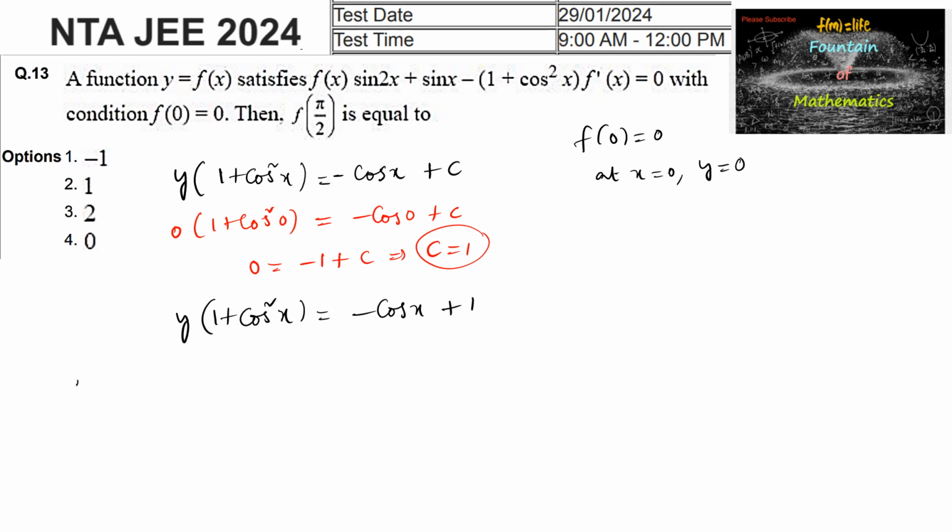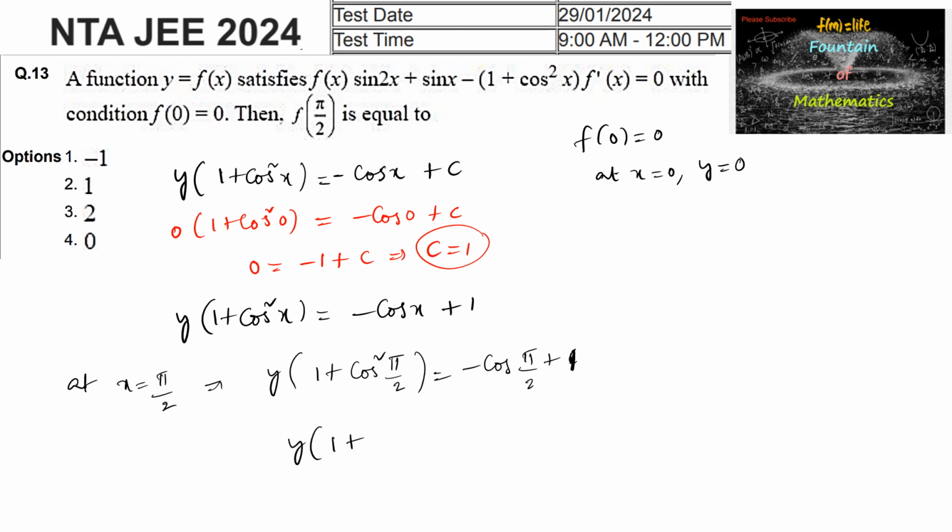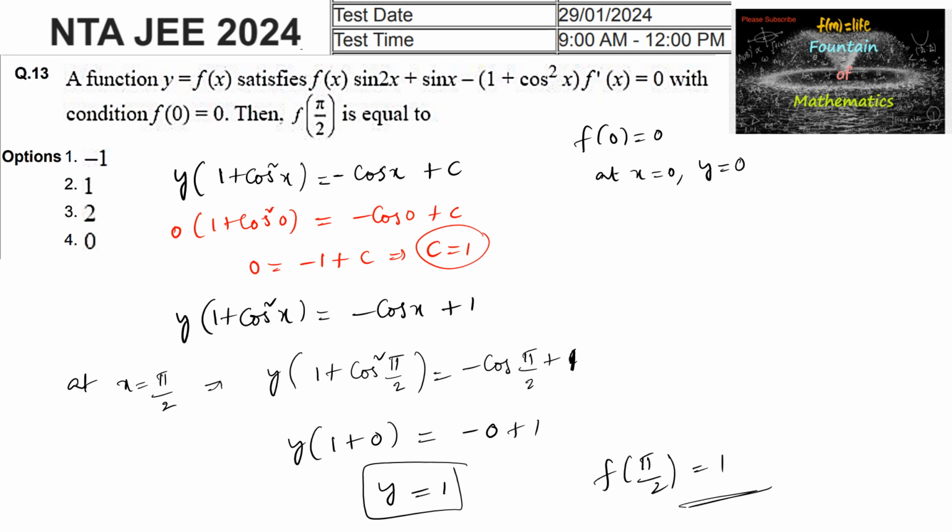And again, at x is equal to pi by 2, we can say y times of 1 plus cos square pi by 2 is equal to minus cos pi by 2 plus 1. That is, y times of 1 plus cos pi by 2, which is 0, is equal to minus cos pi by 2, which is 0, plus 1. So y into 1 is y is equal to 1. So f of pi by 2, we can say the answer is 1, which is option B, option 2.